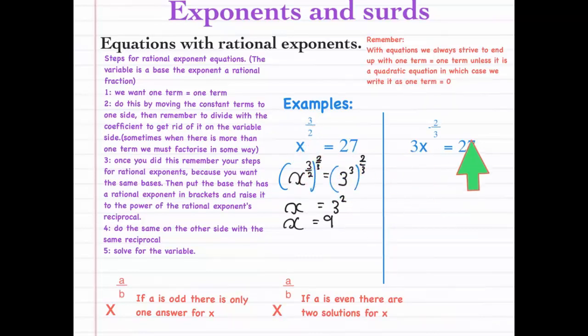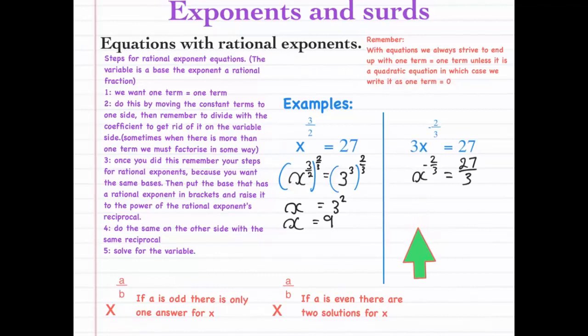Now, let's look at this example and we follow the same steps. Well, we have one term equals one term, so step 1, check. Step 2, do this by moving the constant terms. Well, there's no constant terms, and remember to divide with the coefficient. Now the x variable here is a base and it has a coefficient 3. We can get rid of that 3 because there's just a number. So we have x to the power of minus 2 over 3 equals, and then 27 divided by 3.